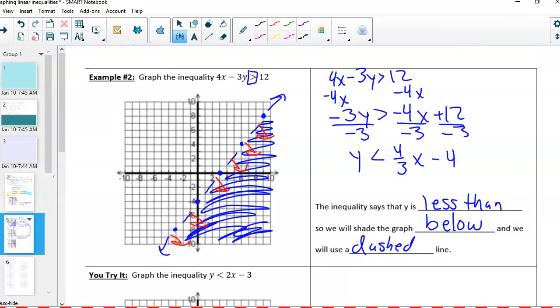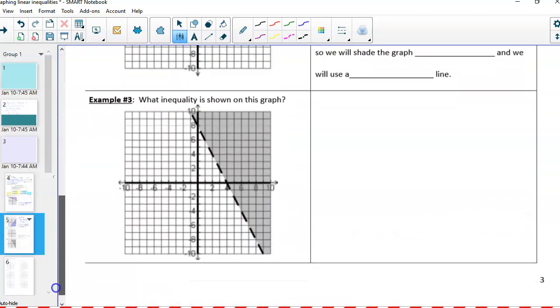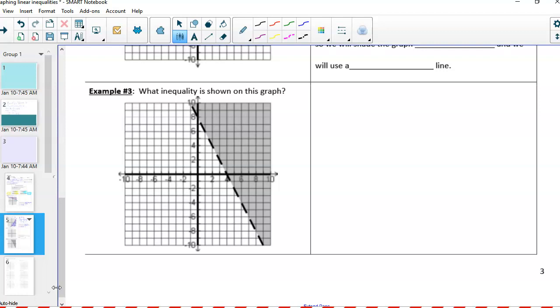I do want to do one more example with you, then I'm going to let you try some. This one has already been graphed for us, and we need to say what this inequality is. So we can find a couple things based on where it's shaded, what the type of line is, and then we can find the slope and y-intercept.